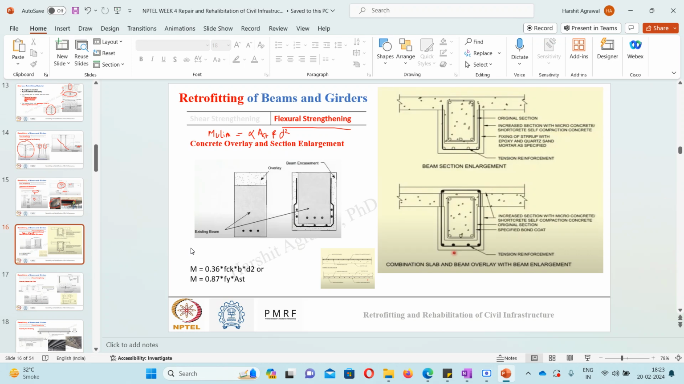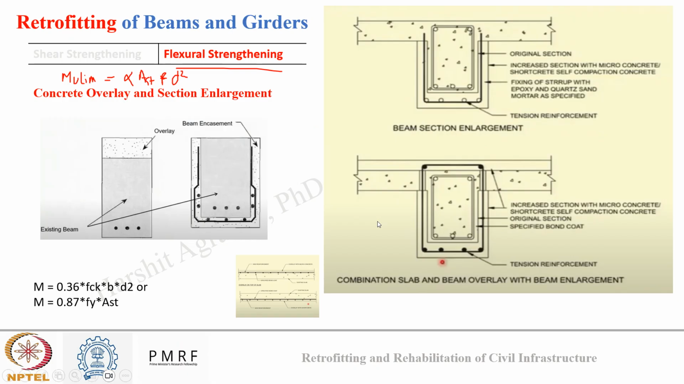Okay, so now if one can remember this, one can easily identify what all ways are possible for retrofitting a beam for flexural strengthening. Just remembering these two equations, let's see different methods one by one. The first one is providing concrete overlay or section enlargement. This will increase either width or depth or both, and since b or d will increase, the limiting moment of resistance of the member will increase, and it will be able to take more load.